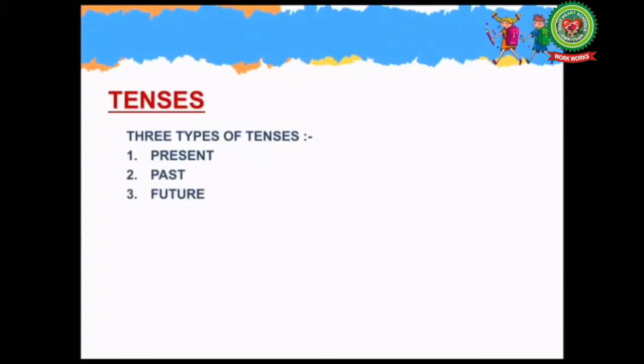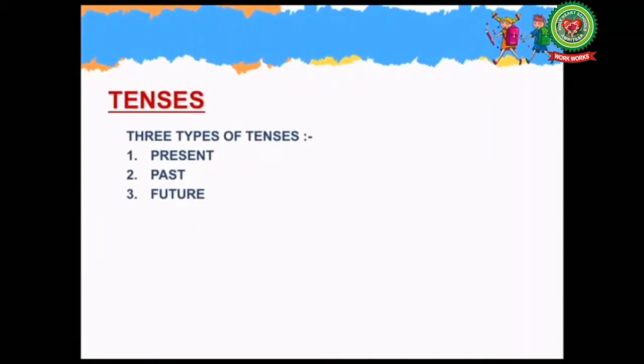Now what is present tense? In order to refer to the events that are going on in the present, we use present tense. Now when do we use past tense? Something that has already happened, for that we use past tense. When do we use future tense? Whatever is going to happen in future, for that we use future tense.